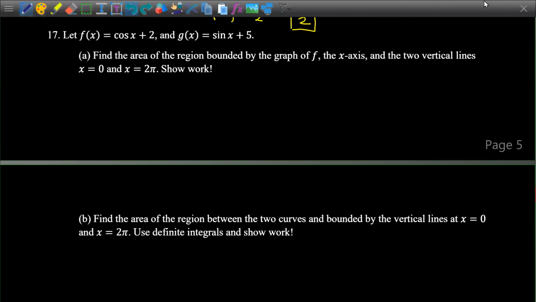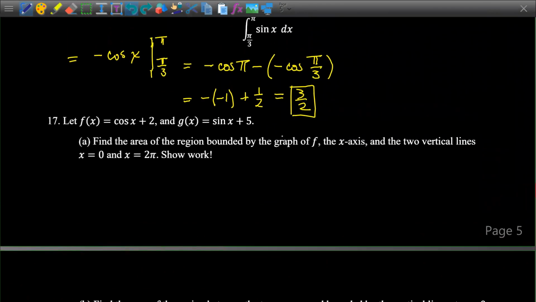All right, 17. We have two functions. f of x is the cosine of x plus 2, and g of x is the sine of x plus 5. Part A, find the area of the region bounded by the graph of f, the x-axis, and the two vertical lines x equals 0 and x equals 2 pi. So let me just make a little sketch to show this situation.